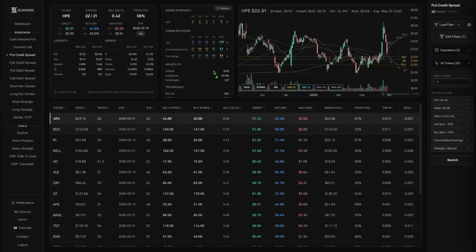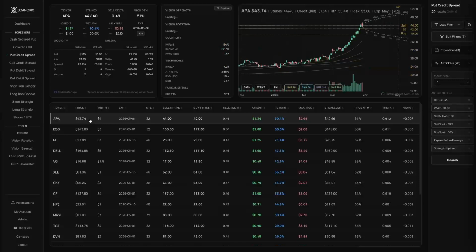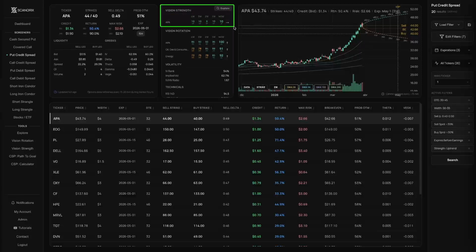Already selected, now we have only 20 results, which are 20 different tickers, and we are going to analyze them one by one to see how we read them and what we can change. In this case, we are already making sure, as you can see, that all the stocks it is showing us, the tickers, are classified as uptrend in Vision Strength.